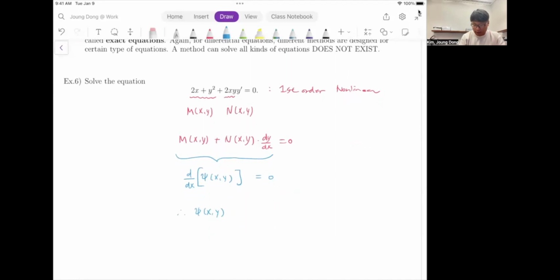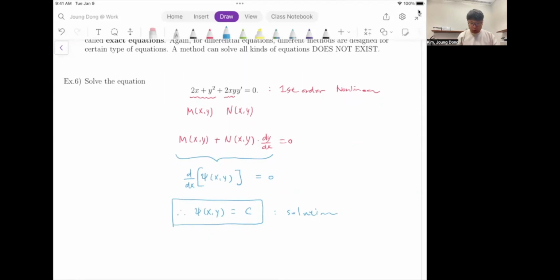The integral of 0 is a constant. So this will be your final solution of your differential equation. Okay, this is the idea. Then how can you find your left-hand side as the partial derivative of your function psi?